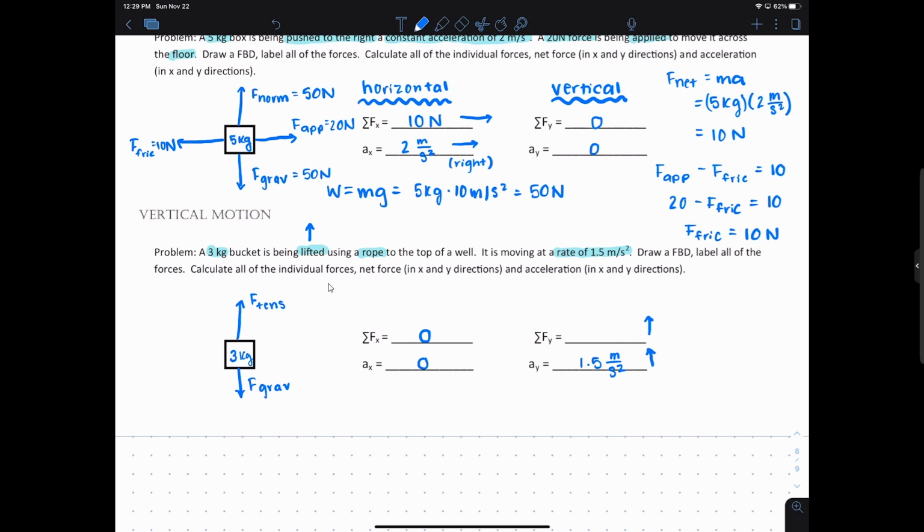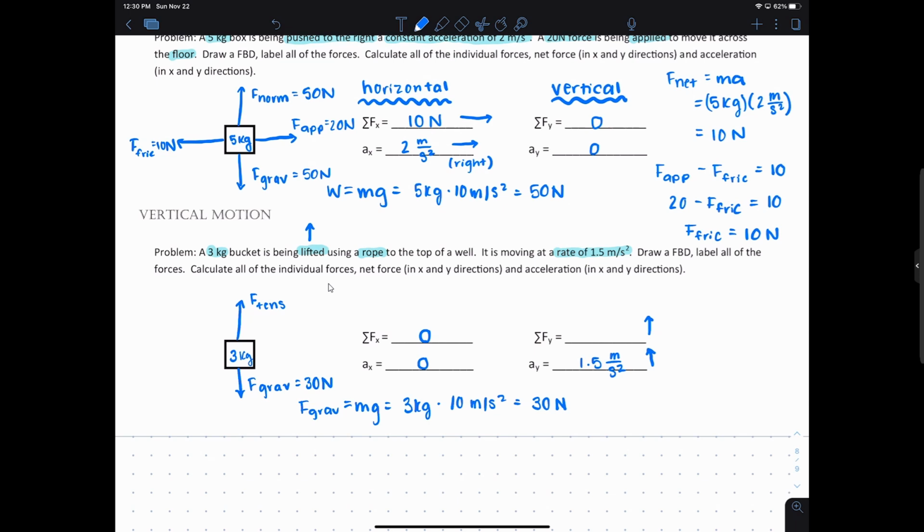So we can start out again with our force of gravity. Force of gravity is equal to m times g, which is going to be 3 kilograms times 10 meters per second squared. So 3 times 10 is 30. So 30 newtons. So our force of gravity is 30 newtons. It is not balanced. So now we're going to have to go and figure out what our net force is using Newton's second law of motion.